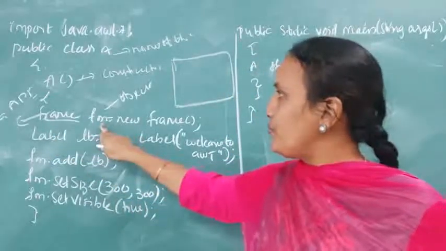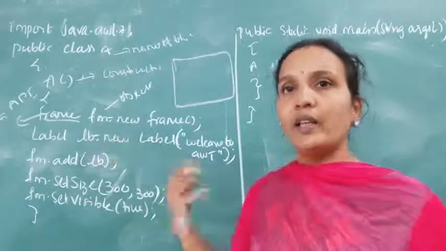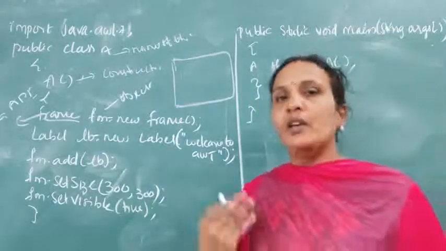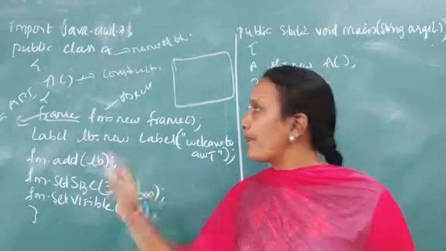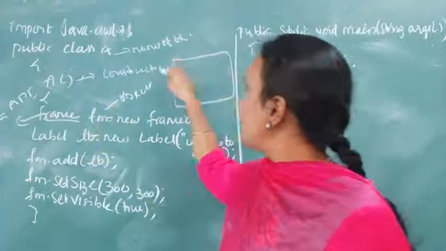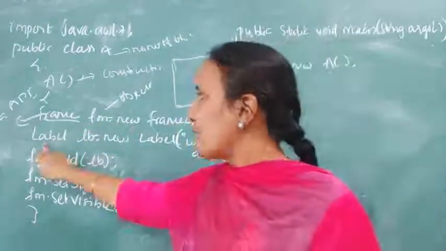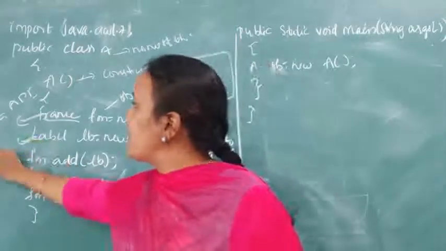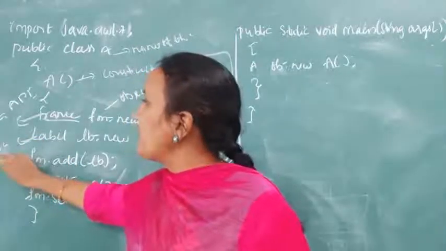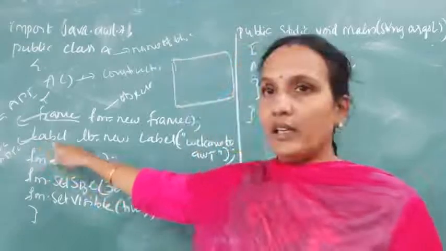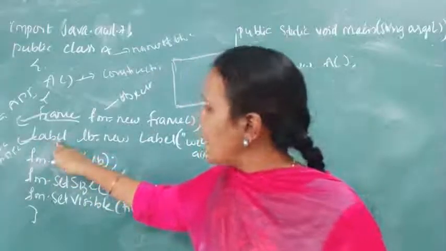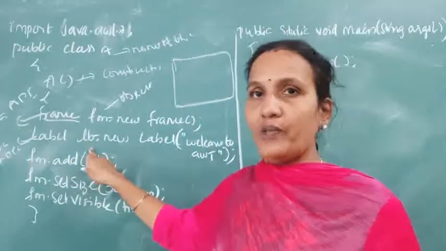What is the name of the object? FM. You can create any object name. Here I am giving FM. You can give A1, B1, C1, English. Now, after creating the frame, next one more class. Again this is a Java API class. It is a class, and for this class I am creating an object.